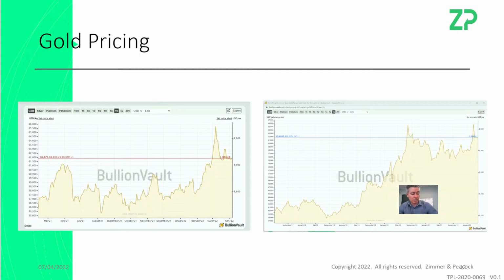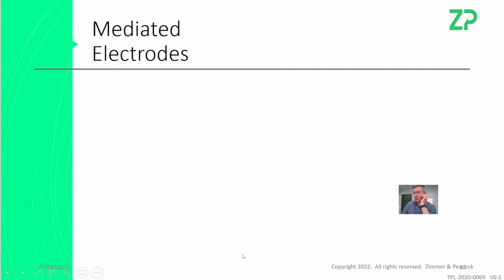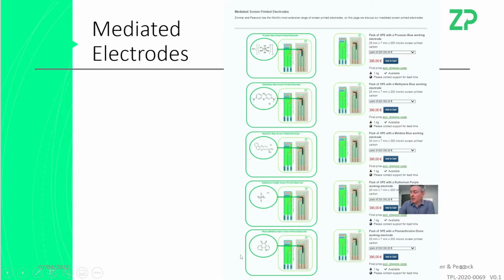At Zimmer and Peacock, we make gold and platinum electrodes, but it's probably worth starting to think about not using gold and platinum, because I generally think the pricing is pretty high. And you can use mediated electrodes. So we have our Hypervalue electrode. We have it in forms of Prussian blue, methylene blue, Meldola blue, ruthenium purple, and phenanthrene dione.